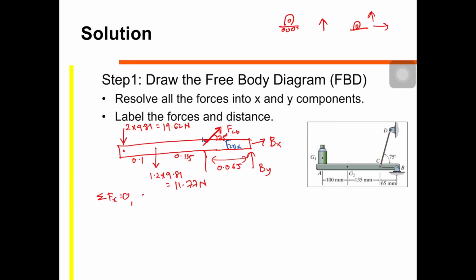Now we use these three equations: summation of Fx is equal to 0, summation of Fy is equal to 0, and summation of moment equals to 0. So we start with moment first because it will basically make your life easier. So let's take a moment at B. You can take it anywhere, but the easiest way is to take it at the location where the forces exist, here Bx and By.